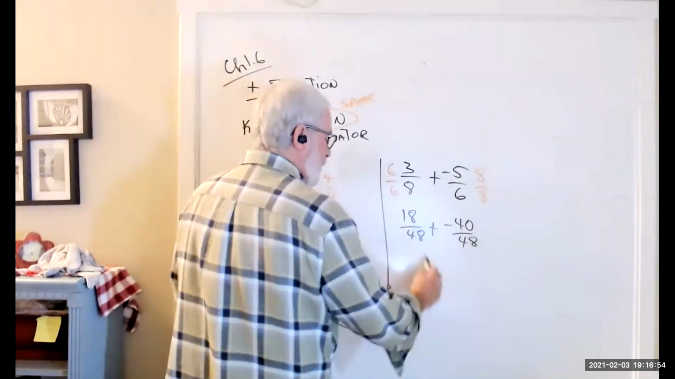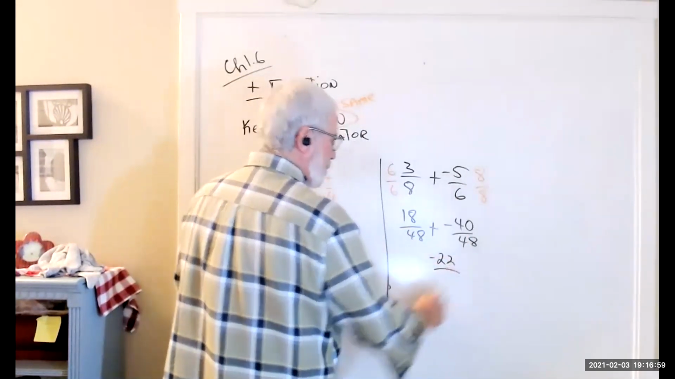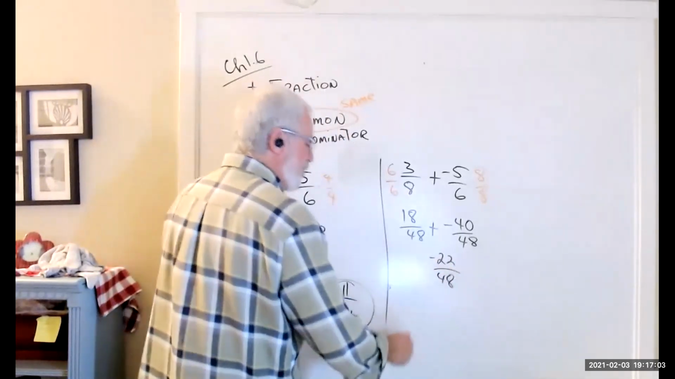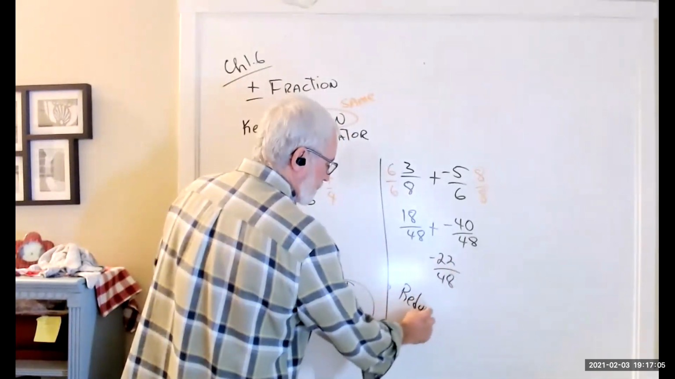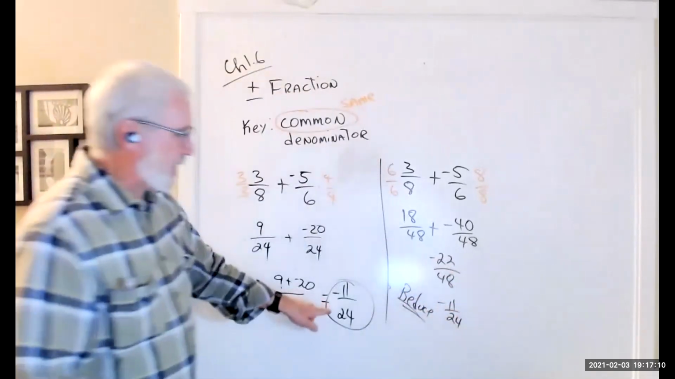Okay, so this, I'm going to skip a step. 18 take away 40 is negative 22 over 48. And then if you reduce it, you get negative 11 over 24. Same answer we got here.